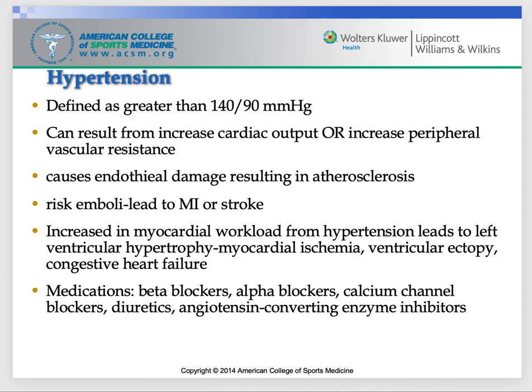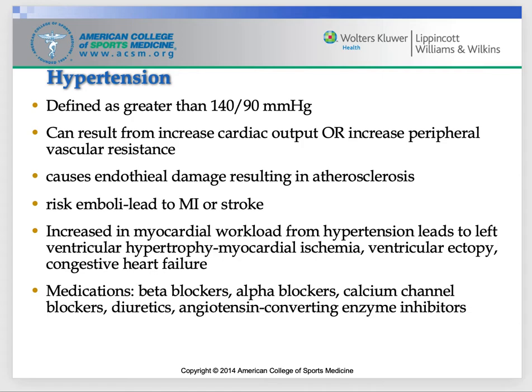We define it as 140 over 90, or, not both numbers. What happens when someone has hypertension? We have an increase in cardiac output. It results from increased peripheral vascular resistance, and this damage, all of this piping, all of the vascular system becomes very damaged. Endothelial lining is damaged. We have a higher risk for stroke and heart attack, MI.